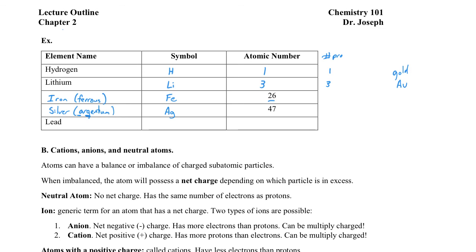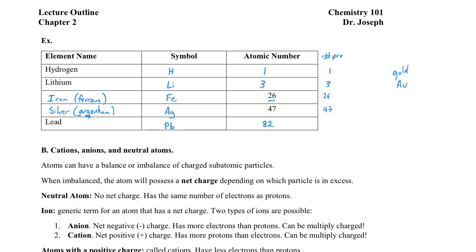So, how many protons are there in the nucleus of a silver atom? That's correct. There are 47 protons in silver. Having that many protons gives silver some very interesting properties. And now we get to lead. Let's figure out what lead's atomic number is, and then we'll figure out what its symbol is. Lead has the atomic number of 82, and its symbol is unusually Pb.